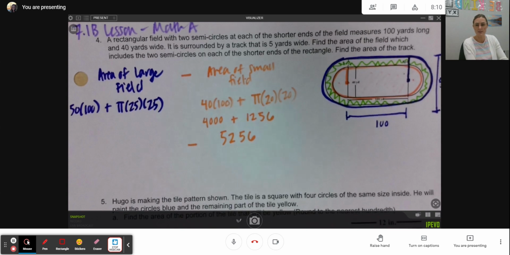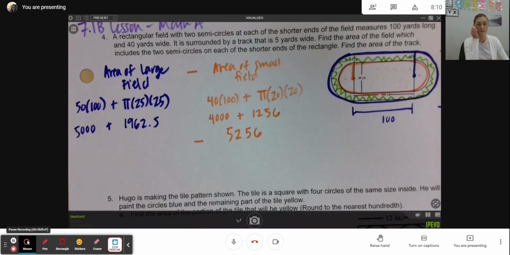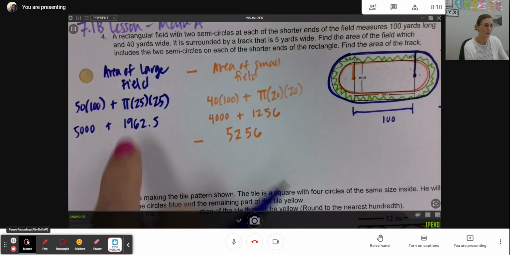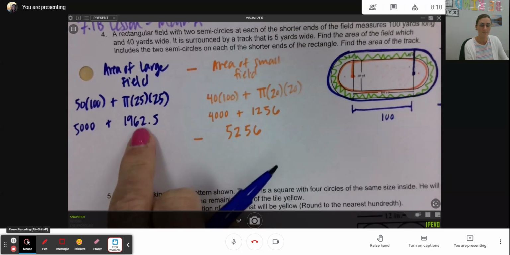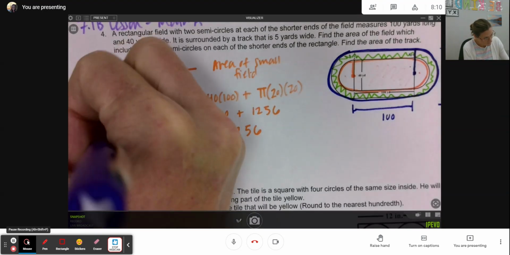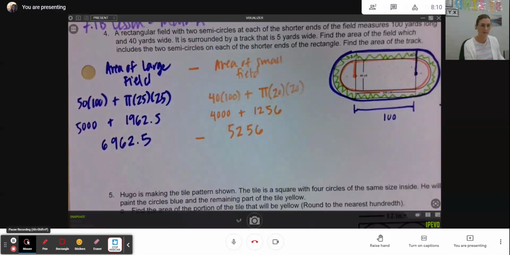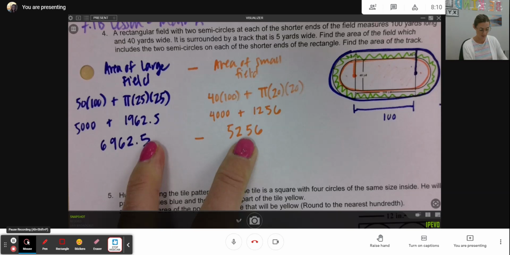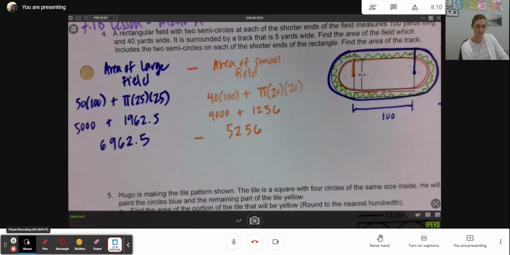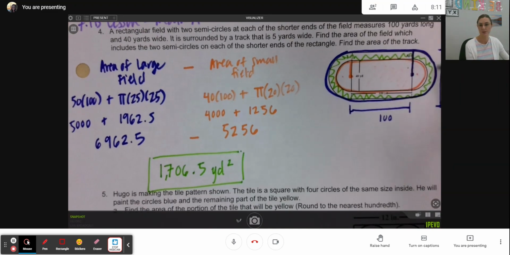So go ahead and type that in and see what you get in your calculator. And you should be getting 50 times 100 is 5,000. 3.14 times 25 times 25 is 1,962 and a half. When you add those together, that's going to get you 6,962.5. Now I can subtract 5,256, the smaller field, from the larger field. When you do that, you should get 1,706.5 yards squared. So again, that's representing all that green shaded region on the outside.